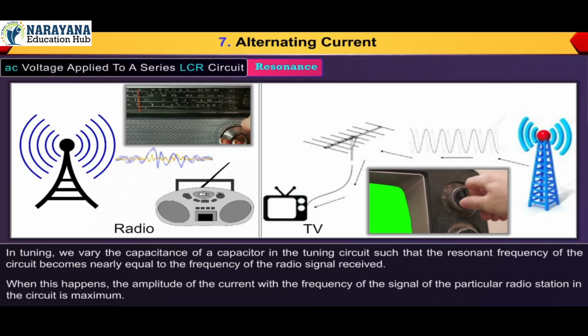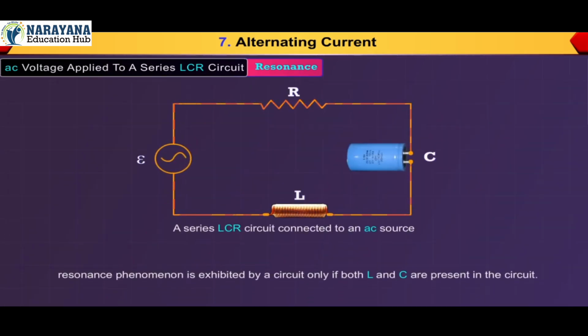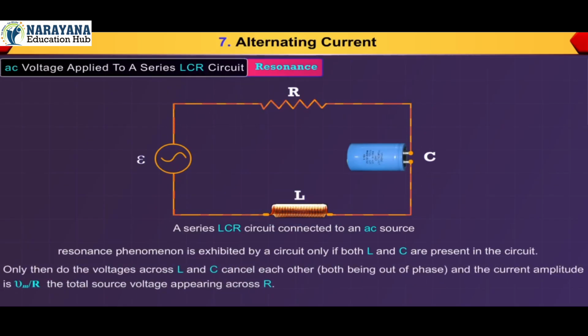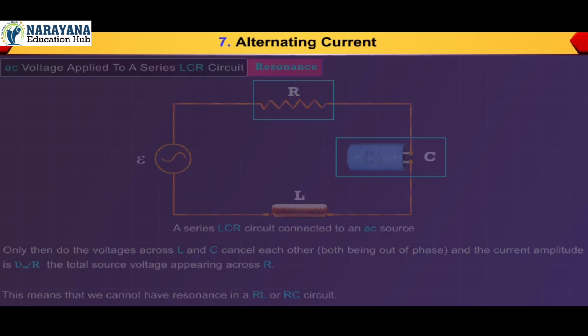When this happens, the amplitude of the current with the frequency of the signal of the particular radio station in the circuit is maximum. It is important to note that resonance phenomenon is exhibited by a circuit only if both L and C are present in the circuit. Only then do the voltages across L and C cancel each other, both being out of phase, and the current amplitude is Vm/R, the total source voltage appearing across R. This means that we cannot have resonance in an RL or RC circuit.